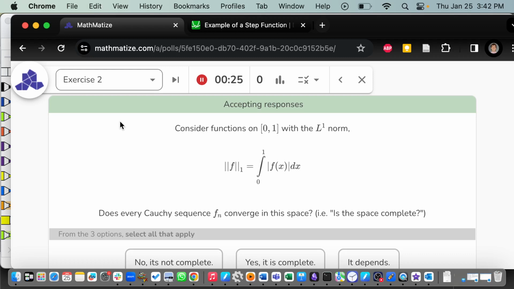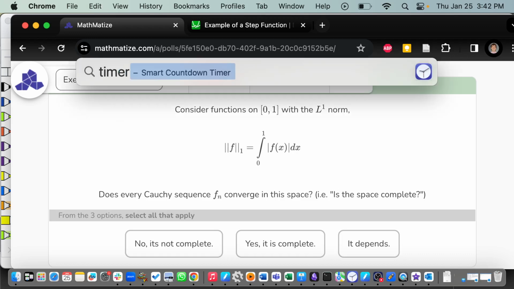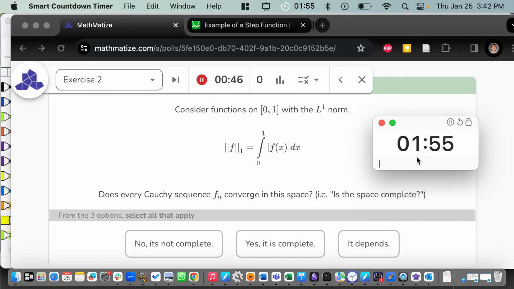Is the space L1, so the space of functions on 0, 1 with the L1 norm, integral of the absolute value, is that complete or not? And as always with the questions, I want you to think about it. You're not going to know the answer. You're basically going to have to guess. And I gave you some options. Okay, so take 2 minutes and tell me what you think. Maybe you only need 1 minute. Let's just give you 1 minute in the interest of time.